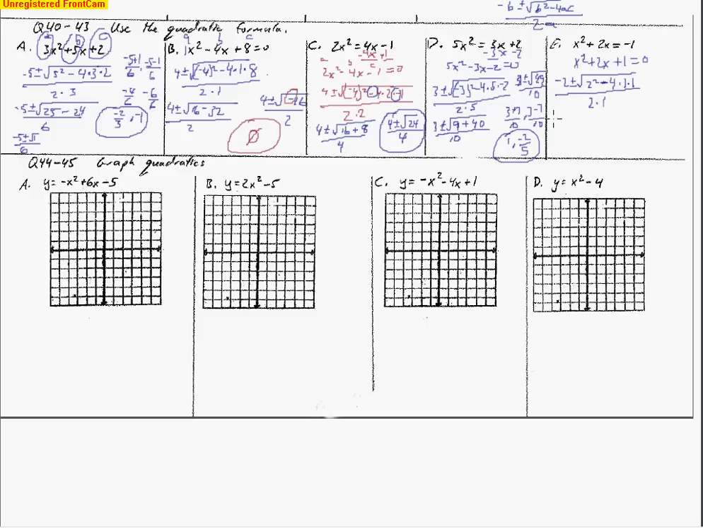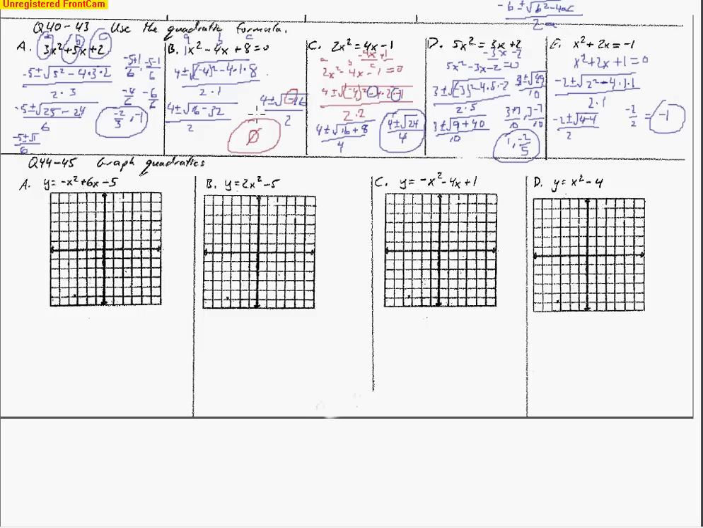So when we do the work here, we end up with a negative 2 plus or minus the square root of 4 minus 4. Well, 4 minus 4 makes 0. And so we're only going to end up with one root here because we end up with this canceling out. So we only have the one answer.